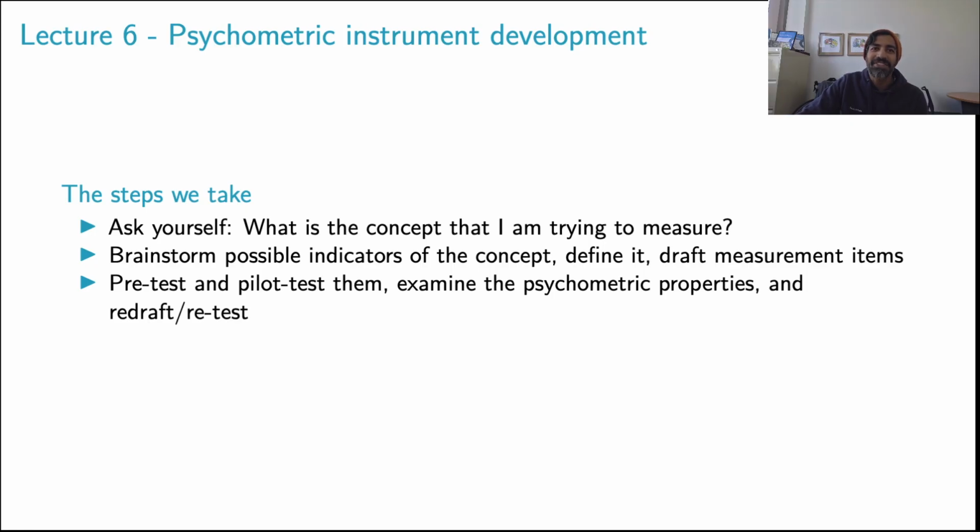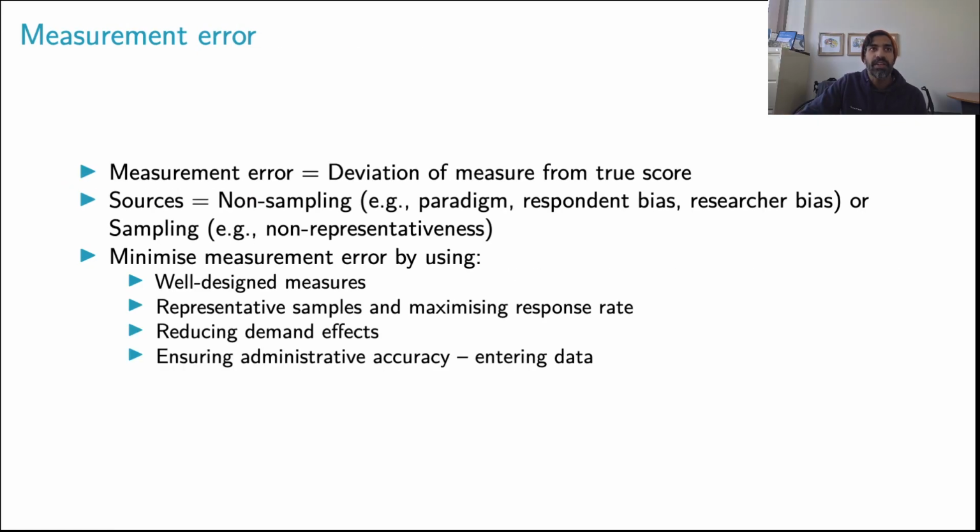But you want to brainstorm possible indicators of the concept, define it, draft measurement items, and the key step is to pre-test and pilot test them, examine the psychometric properties, and redraft and retest them. So these are all key components of when we're developing our tools in psychometric instrument development.